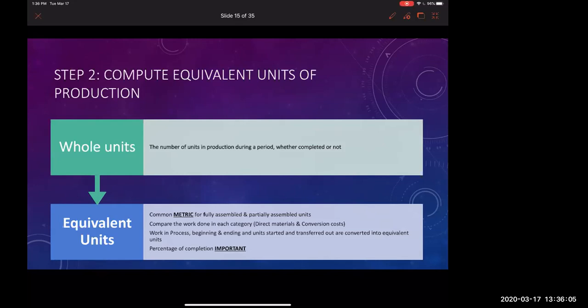Right now, how it stands, you're trying to compare apples, oranges, and bananas. That's how I like to see it, because you have some stuff that came in from beginning work in process, so you have some gallons of ice cream that were partially completed. You have some fully completed gallons of ice cream that you started and completed in the current period. And then you have some ending work in process, so some gallons that you started in the current period but didn't finish. So it has different levels of completion.